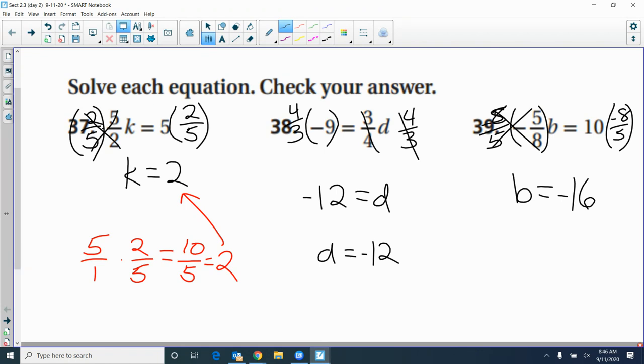Okay. Is that what you got? Yep. Okay. Perfect. All right. It's a great skill to learn how to check your work, just to make sure you're correct for that.